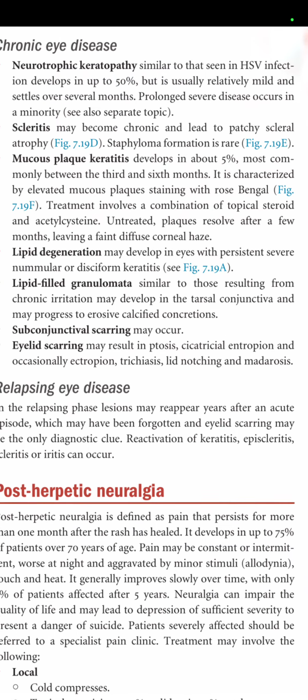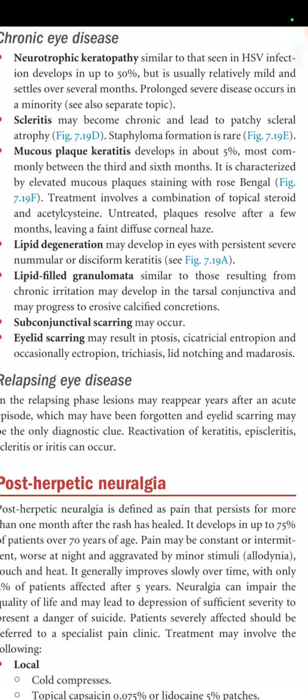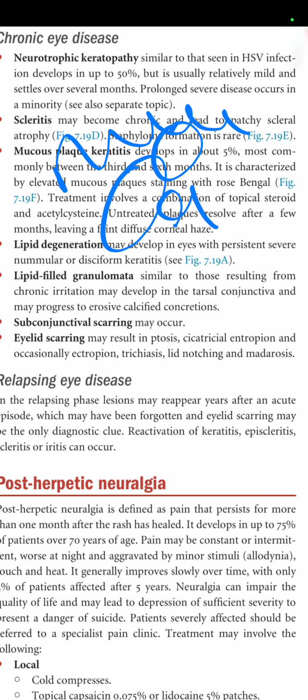Mucous plaque keratitis develops in about 5%, most commonly between the 3rd and 6th month. It is characterized by elevated mucous plaques staining with rose bengal. Treatment involves a combination of topical steroid and N-acetylcysteine. Untreated plaques resolve after a few months, leaving a faint diffuse corneal haze. So in mucous plaque keratitis, which is basically mucus attached to the epithelial cells, they stain with rose bengal, and the treatment is steroid and acetylcysteine.